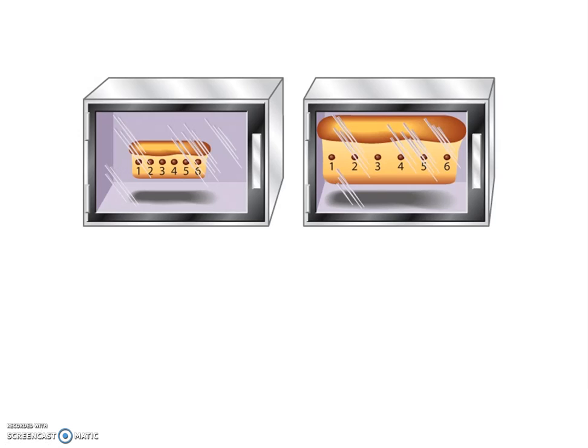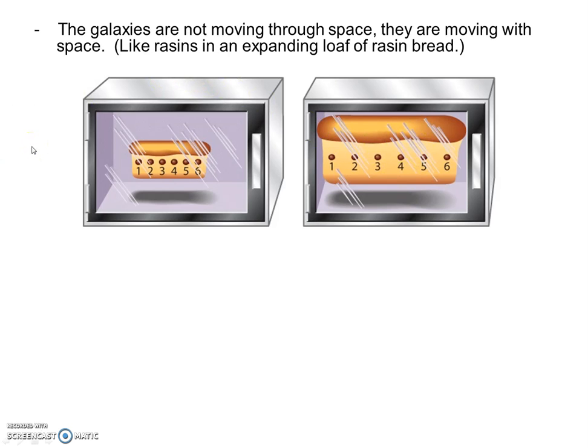So you can think of the space in between galaxies, or actually in between clusters of galaxies, as expanding very similar to the way the bread in this loaf of expanding raisin bread does. So the galaxies are not moving through space, they are moving with space, like the raisins in the expanding loaf of raisin bread. One big difference is that the universe has no crust.